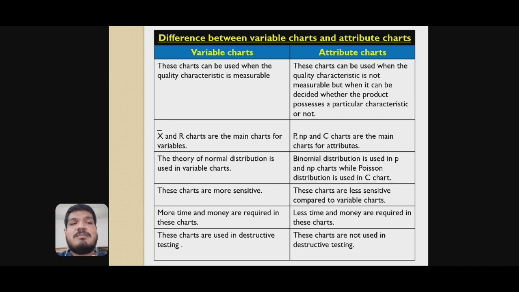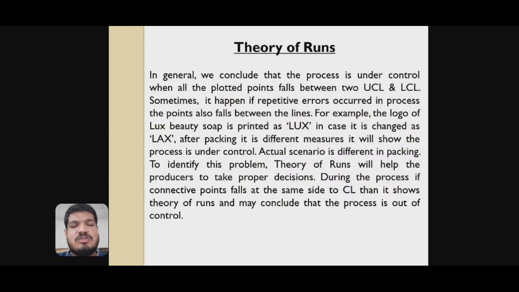Variable charts are more sensitive and attribute charts are less sensitive. Variable charts are used in destructive testing, whereas attribute charts are not used in destructive testing. So these were the main differences between variable and attribute charts.